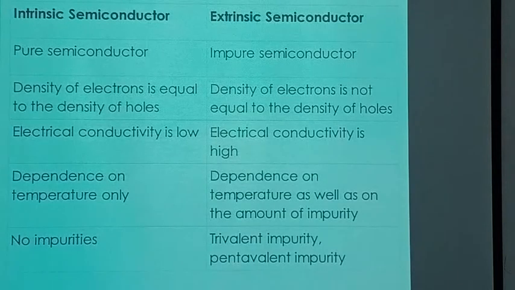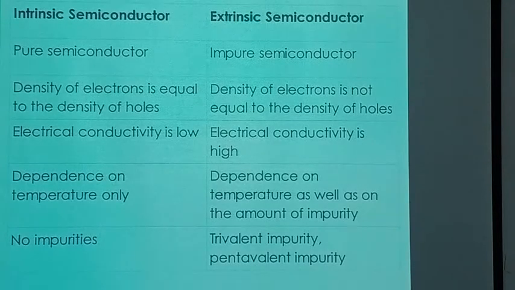So what is the difference between intrinsic semiconductor and extrinsic semiconductor? Intrinsic semiconductor is also known as pure semiconductor, and extrinsic semiconductor is known as impure semiconductor. In intrinsic semiconductor, the density of electrons is equal to the density of holes, and in extrinsic semiconductor, the density of electrons is not equal to the density of holes.